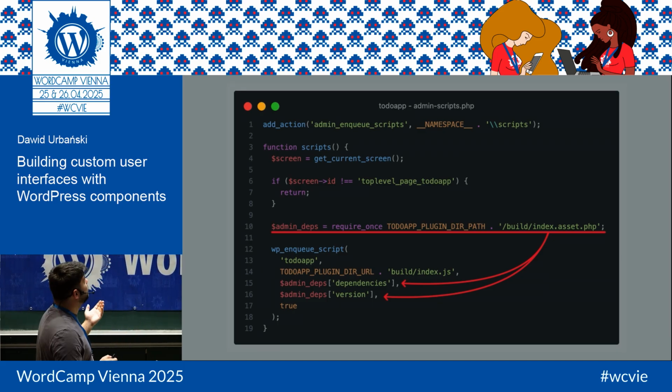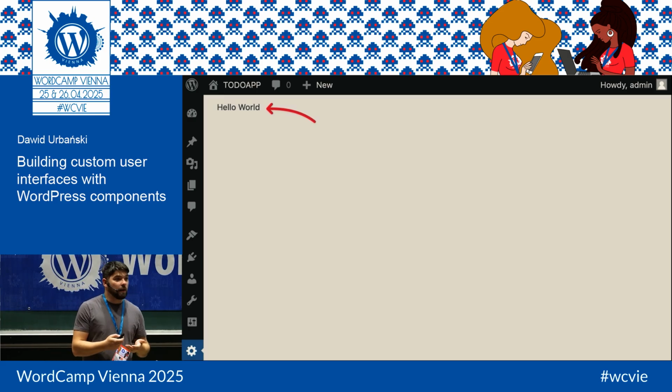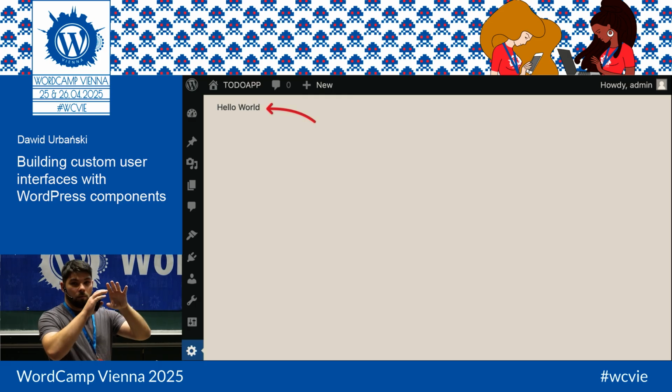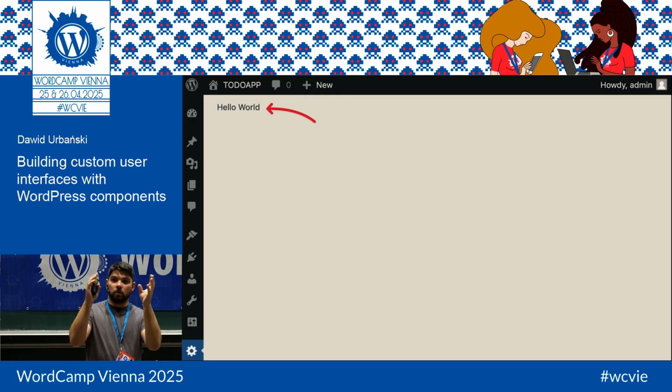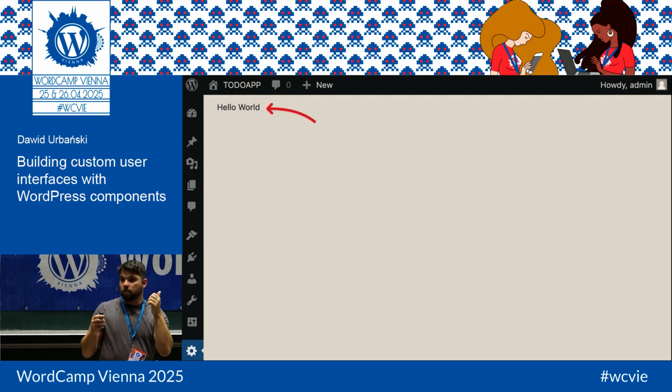But when I go back to my admin, I see it's working. We have a React app now in our admin area. So now we have this step of, oh, I don't know what to do with it. How do I use these components behind us?